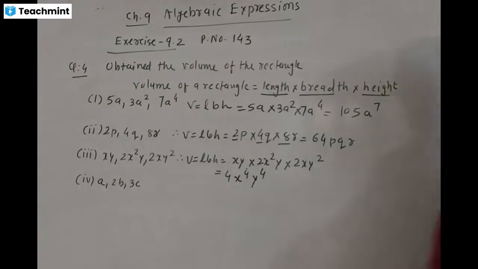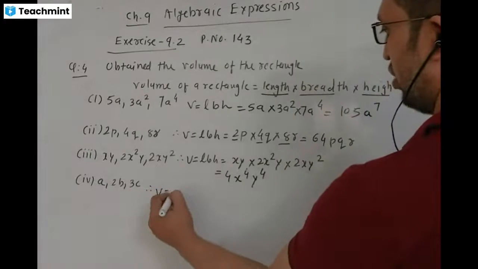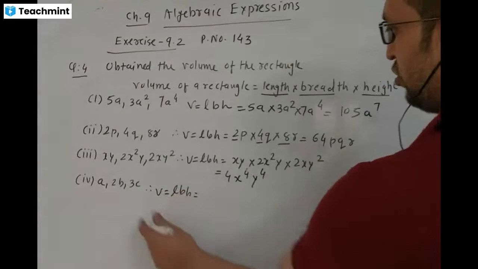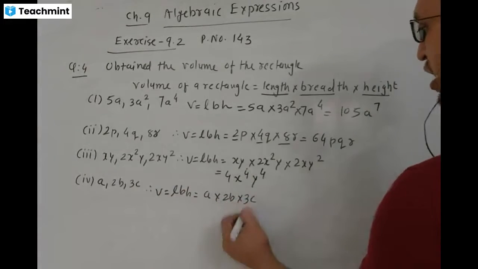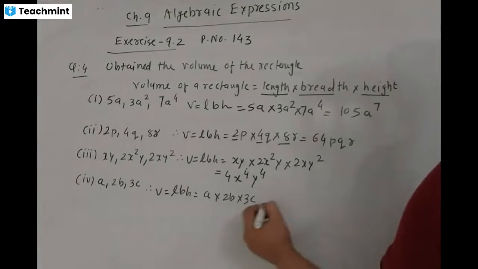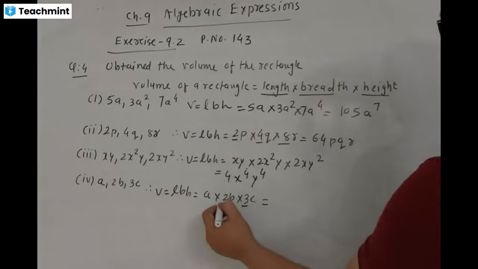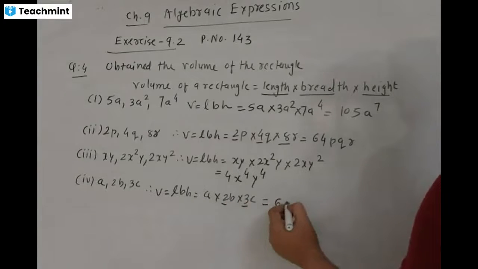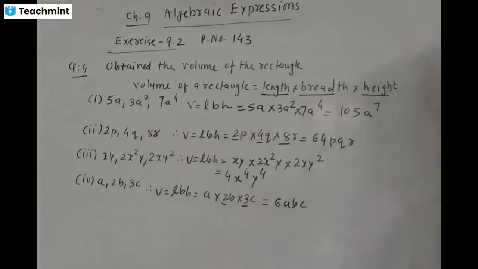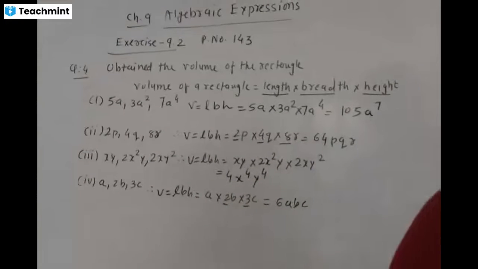Okay, and last one, volume is equal to length into breadth into height. Length is a, breadth is 2b, height is 3c. So here constant term multiply with constant term, 3 2s are 6, abc, that is a into b into c, and that is final answer.